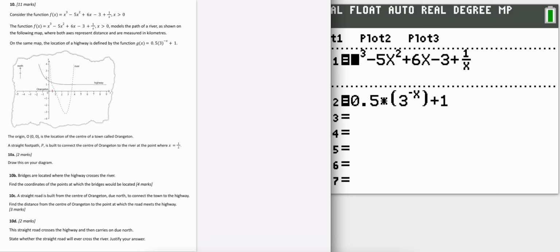So x equals 1/2 is just here, and somewhere on the river x is equal to 1/2. So the footpath we're drawing on is just a straight line to that point. And then part B says find the coordinates of where the bridges would be, where the highway crosses the river. So that's asking for the intersections between the river and the highway.